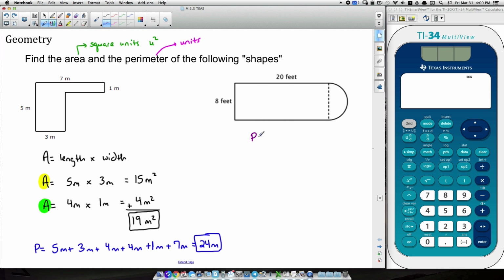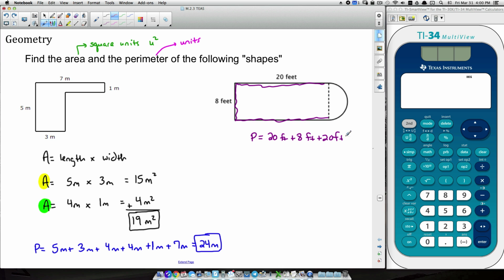Why not? So perimeter is equal to, well, we got that 20, we got 8, and we got 20. But notice I stopped there. So we got 20 plus 8 plus 20. So 20 feet plus 8 feet plus 20 feet. Now, you do not count this. We don't want to cut across the shape to find the perimeter. So we do not count that dotted line. That dotted line is pointless to me, to be quite honest with you, for right now.